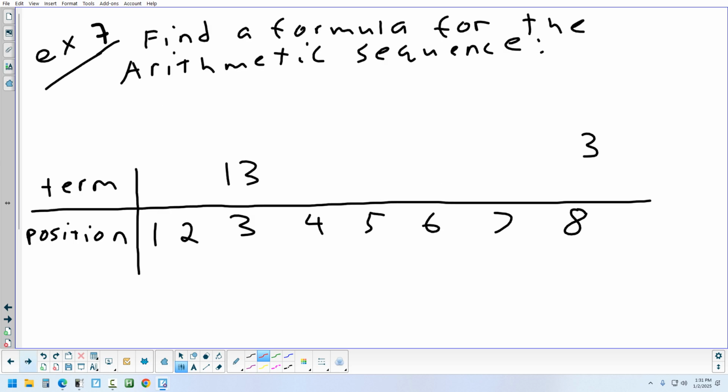Okay, find a formula for the sequence. Same kind of question. What's missing this time? The beginning. Yeah, we don't know the first term. But we have enough information that we can figure it out. We know two terms. Are the two terms we know next to each other? No. So then we don't know d right away. But how many, we'll call them jumps, how many jumps are we going to make to get from the third term to the 8th term?